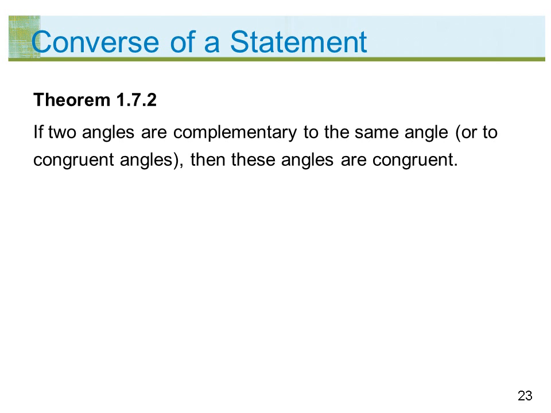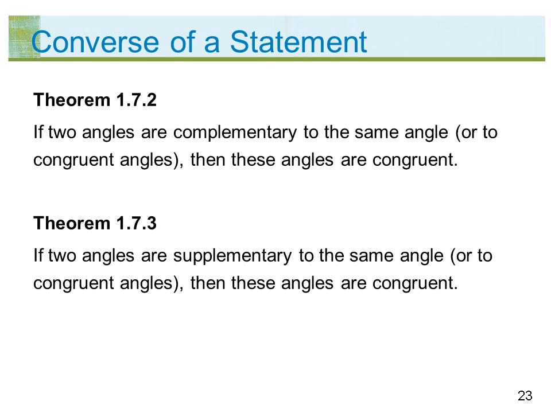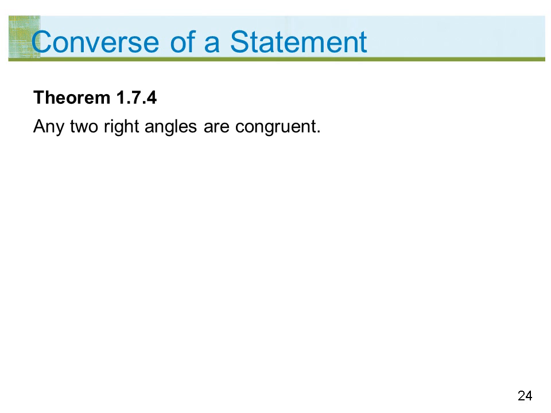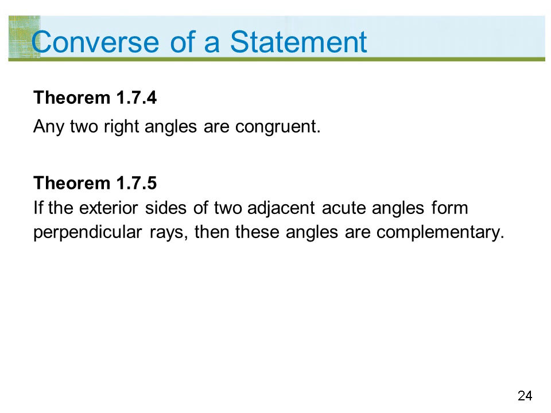Theorem 1.7.2. If two angles are complementary to the same angle, or to congruent angles, then these angles are congruent. Theorem 1.7.3. If two angles are supplementary to the same angle, or to congruent angles, then these angles are congruent. Theorem 1.7.4. Any two right angles are congruent. Theorem 1.7.5. If the exterior sides of two adjacent acute angles form perpendicular rays, then these angles are complementary.